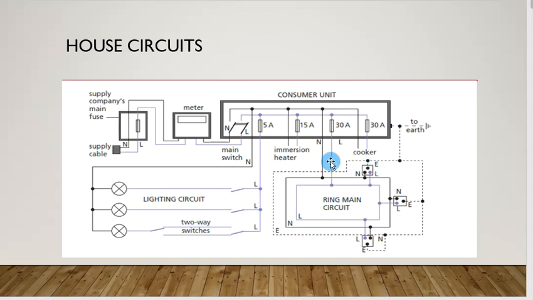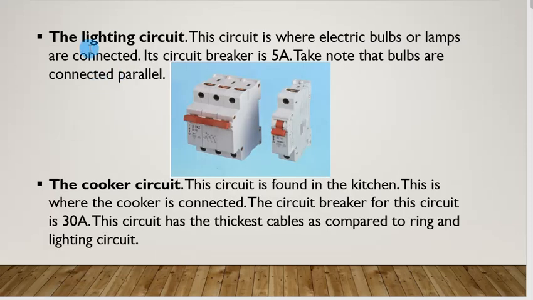Okay, so we have talked about the lighting circuit. This circuit is where electric bulbs or lamps are connected. Its circuit breaker is 5 amps, and take note that bulbs are connected in parallel. And this is a picture showing us circuit breakers.